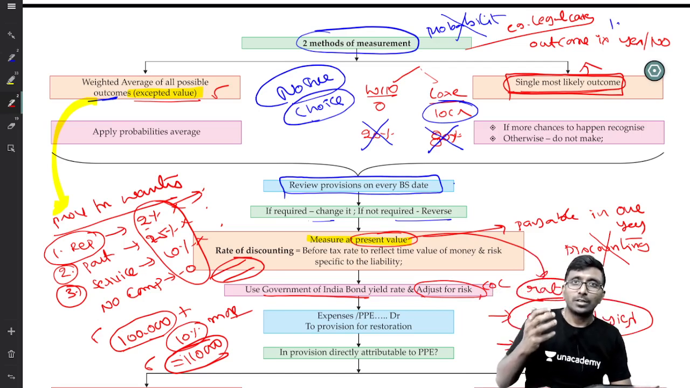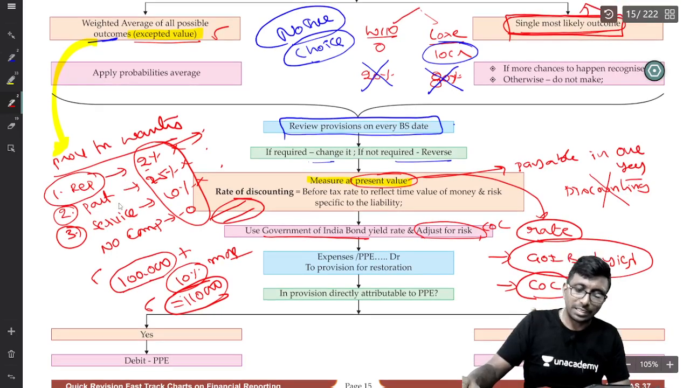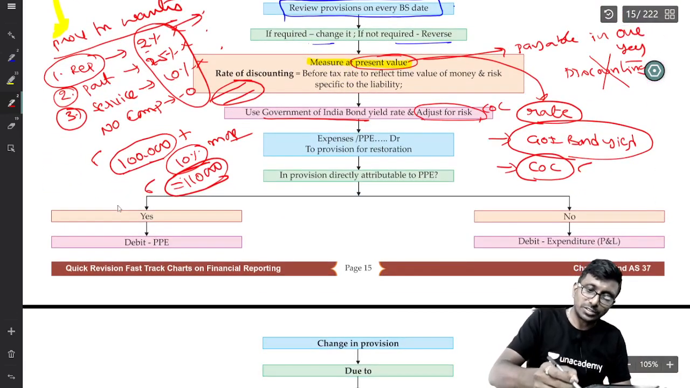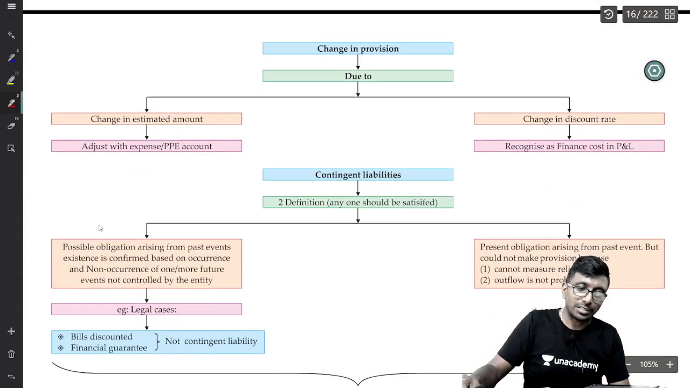What did I say? If the provision is directly attributable to or with respect to a PPE, then capitalize it with the PPE. If it is not with respect to PPE, then charge the expenses to P&L. That is what we said. Directly attributable, yes, debit PPE. Not directly attributable, then debit expenditure in the profit and loss.